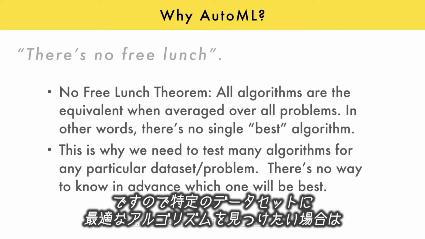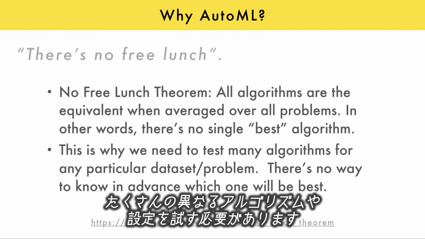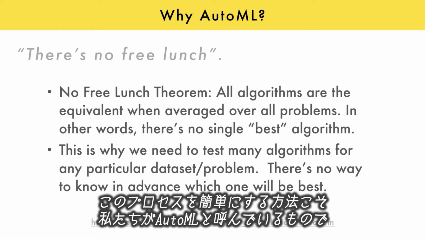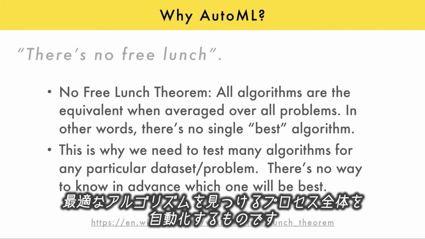So when you're trying to find the best algorithm for a particular data set, you have to try a bunch of things. You have to try a lot of different algorithms, a lot of different settings for all the algorithms. And one way to make that process easy is what we call AutoML. We automate that whole process of finding the best algorithm.